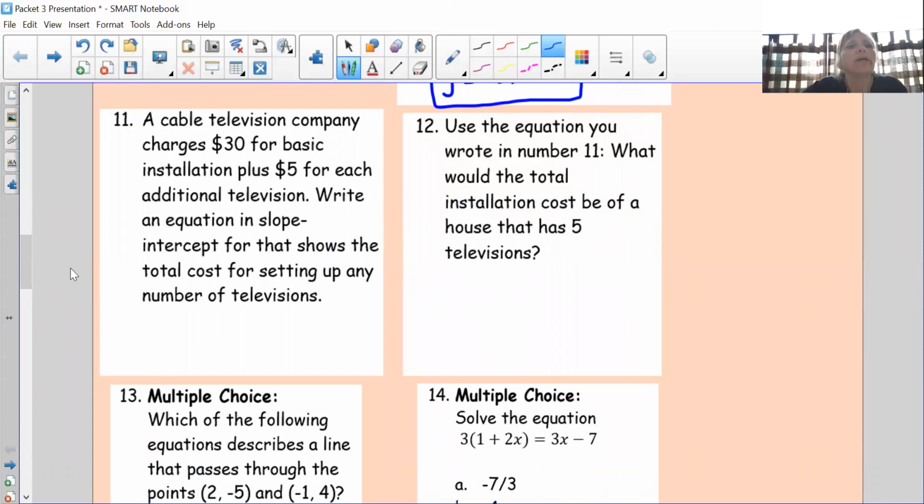Okay, a cable television company charges $30 for basic installation plus $5 for each additional TV. Okay, so think about that. They're going to come to your house, charge you $30, and then if you have more than one TV, they're going to keep charging you $5 over and over again. So I would write, this is many, and they're going to charge you this once. Okay, many and once. So it says write an equation in slope-intercept form that shows the total cost for setting up any number of televisions.